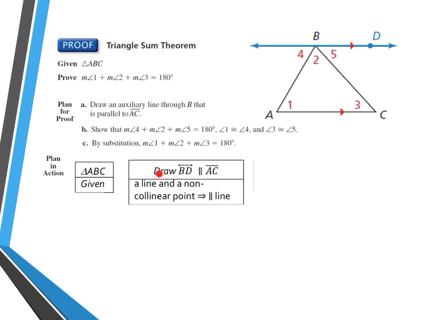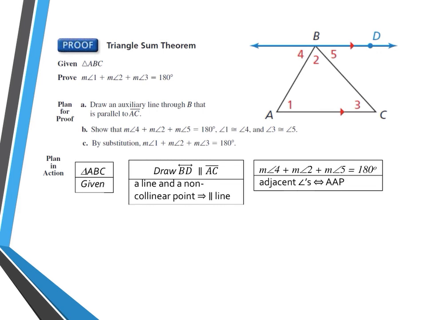So we see that we draw line BD parallel to segment AC. And the reason is a line and a non-collinear point implies parallel line. So we had our line, our original line was AC, that was a part of our given shape. And B can be treated as a point not on line AC. And through that point B, we can have a line that's parallel to AC.